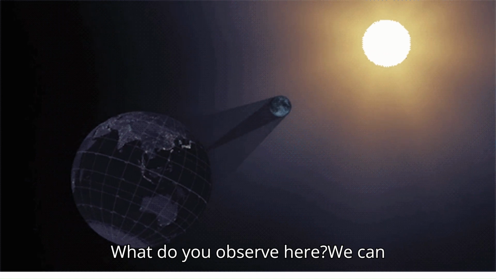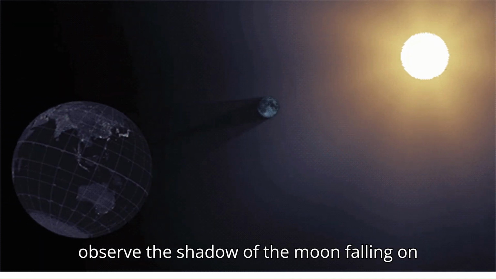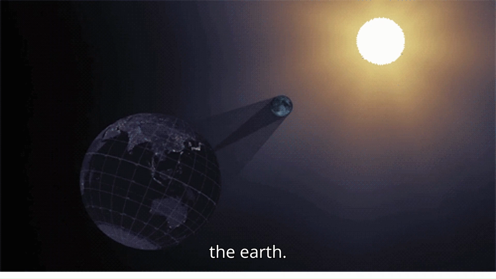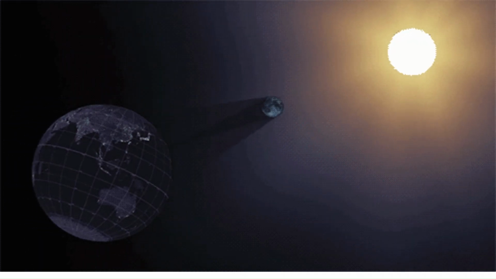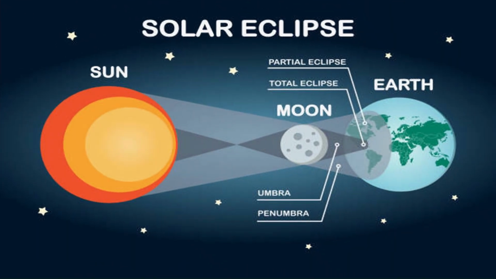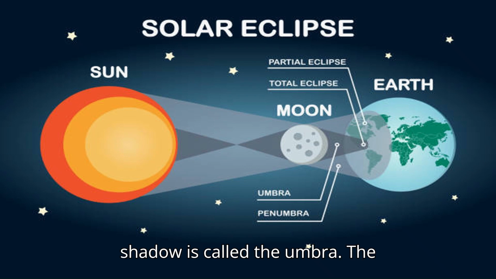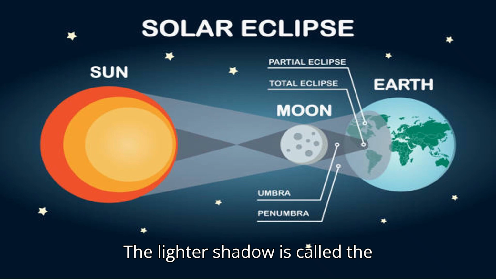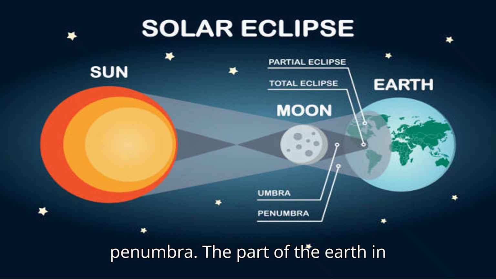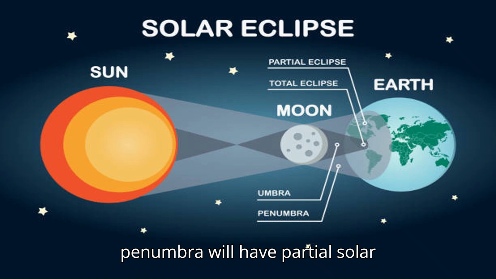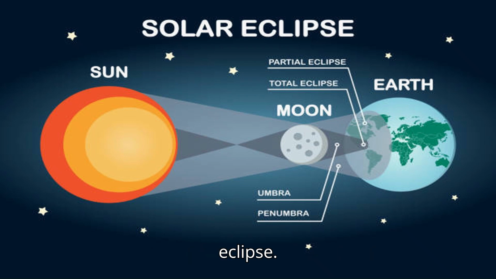What do you observe here? We can observe the shadow of the moon falling on the earth. Are the shadows same? No. The darker part of the shadow is called the umbra. The part of the earth in umbra will have total solar eclipse. The lighter shadow is called the penumbra. The part of the earth in penumbra will have partial solar eclipse.